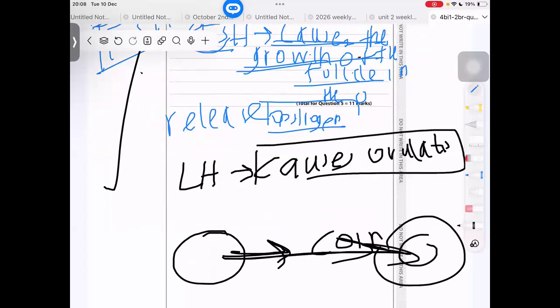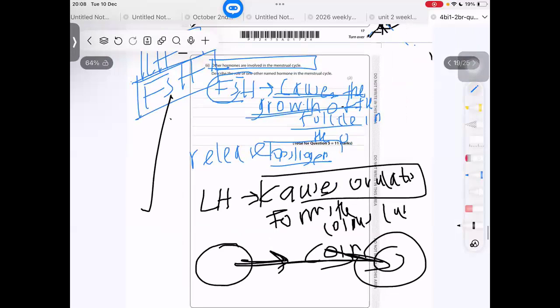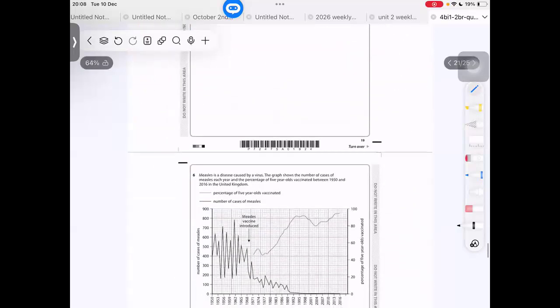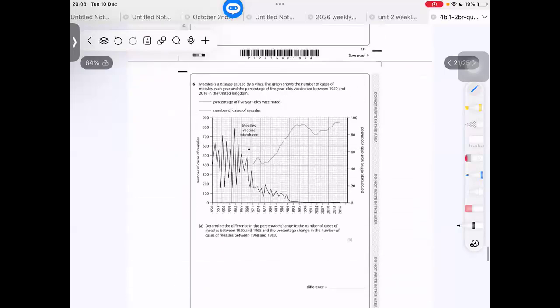Not only does it cause ovulation, but it also forms the corpus luteum, right? So if you have written any one of them, that means if you have written one hormone and mentioned one of the functions, you get 2 marks for writing that, right? Now let's quickly move on to the 6th question.